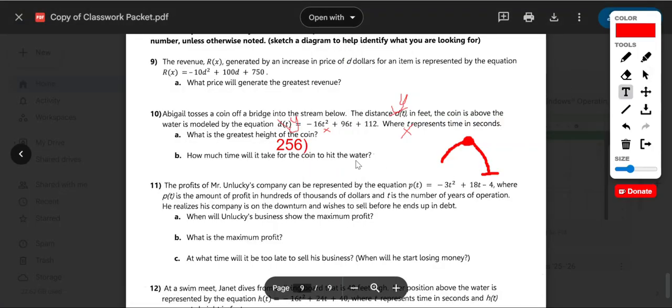So y is always going to be the highest point, and x is always going to be when it's back to the ground. Okay, so that would be 7 seconds. Again, you want y for the highest point, and you want x for when it touches the x-axis.